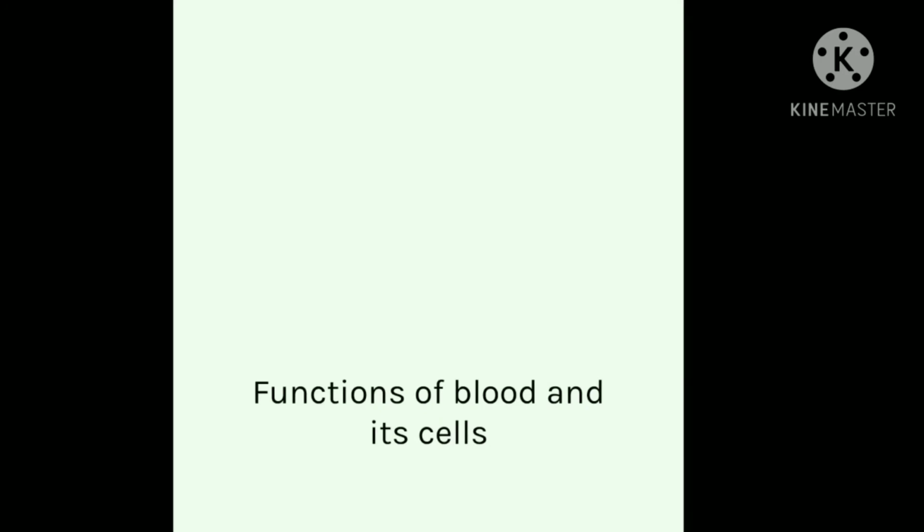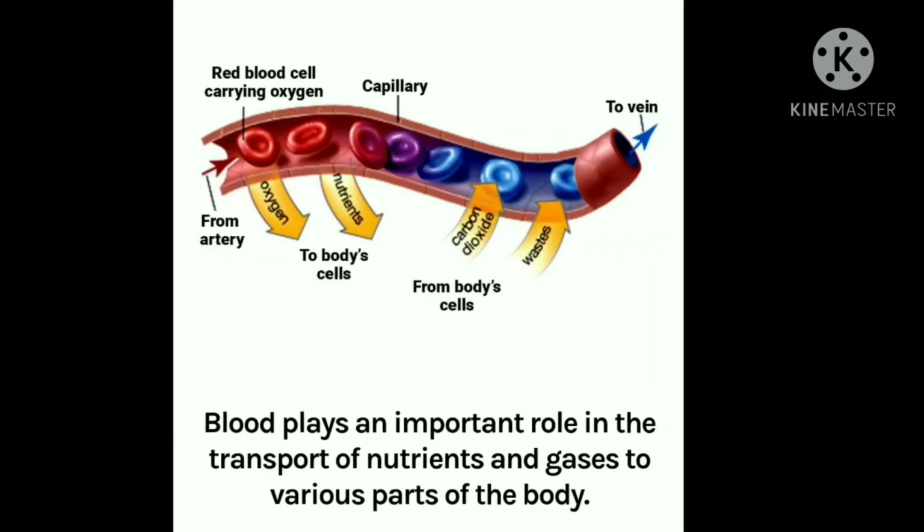Functions of the blood and its cells. Here you see the blood plays an important role in the transport of nutrients and gases to various parts of the body. In respiration, we have seen that in the lungs the oxygen is taken by the red blood cell, which carries the oxygen that is important for cellular respiration, which gives us the energy.